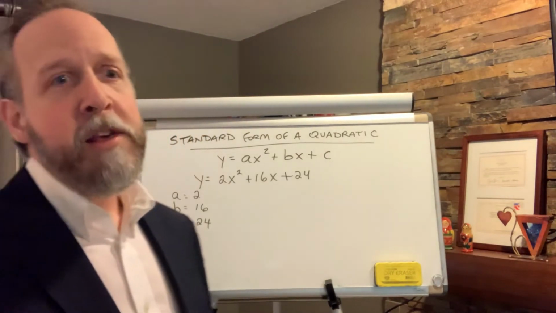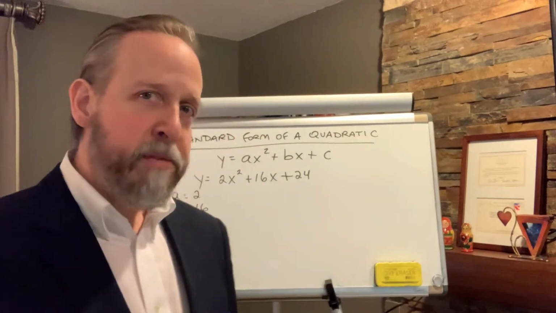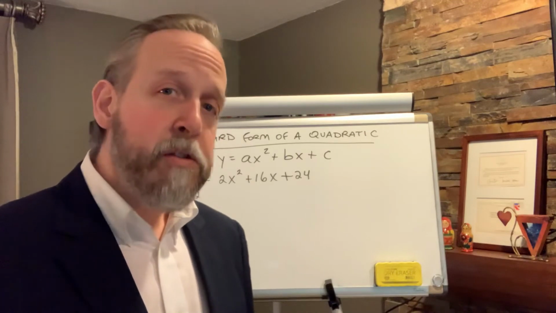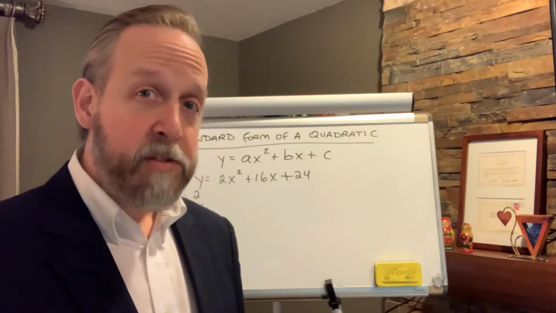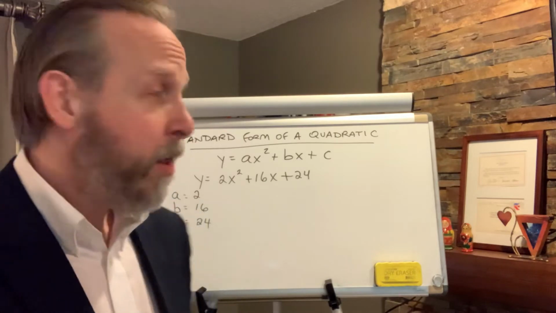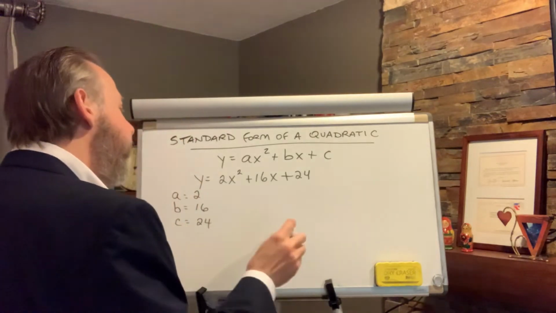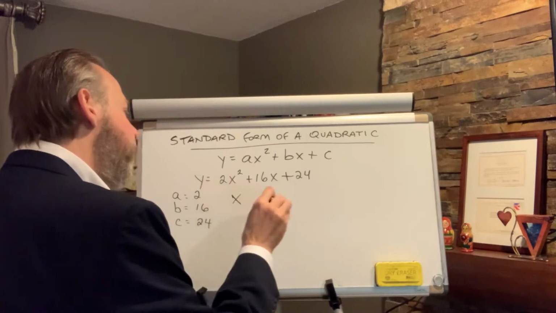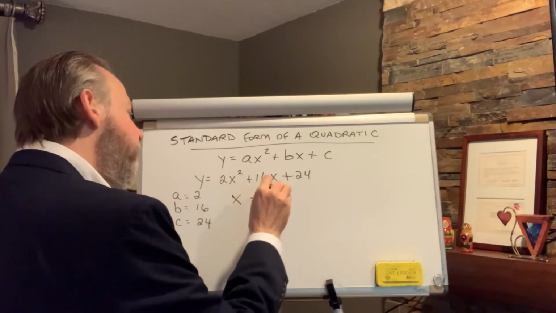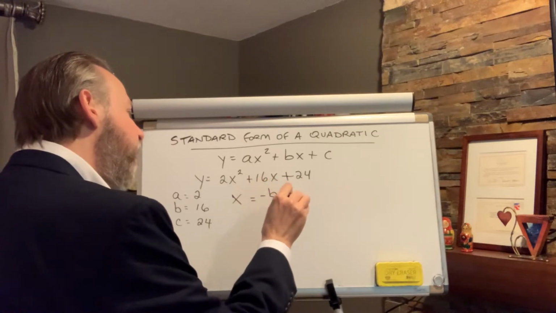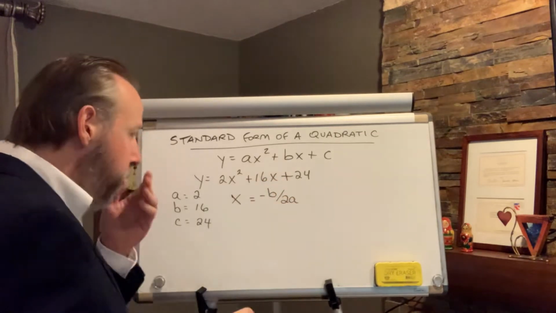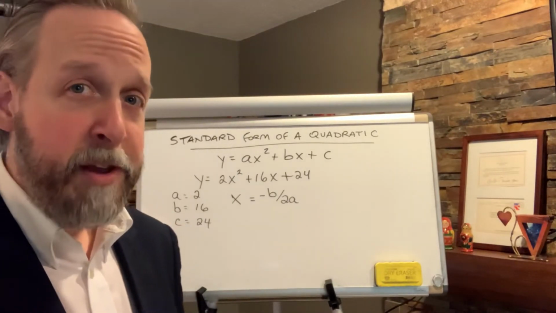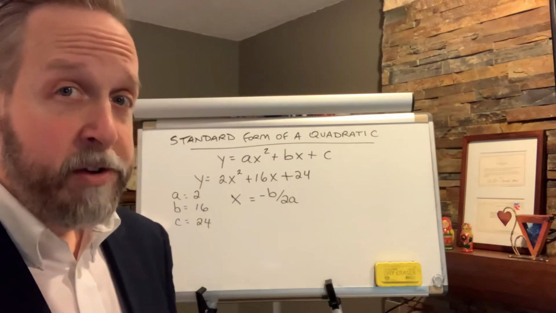Well, just like the previous forms with vertex form and with intercept form, we have to find the vertex. Here's the process for finding the vertex when your equation is in standard form. First, we have to find the x value of the vertex. So, the x value of the vertex is equal to negative b divided by 2a. Write that down. Take some notes. This is very important information. This is how you're going to find the vertex.